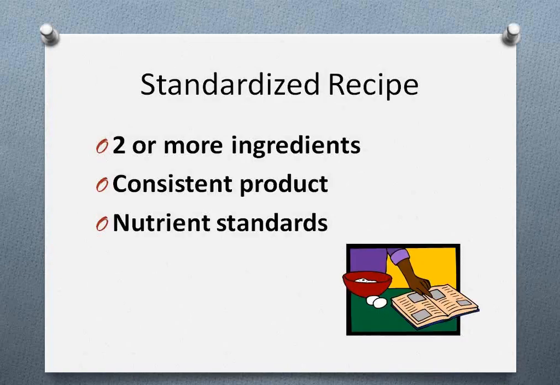Standardized recipes is another area that we need to talk about when we're looking at menu planning. Standardized recipes are recipes that consist of 2 or more ingredients. Anytime that you have added a second item to any food, it needs a standardized recipe. So this includes adding salt to corn or butter to your green beans when you're warming them up. All of these things would result in the need for a standardized recipe.